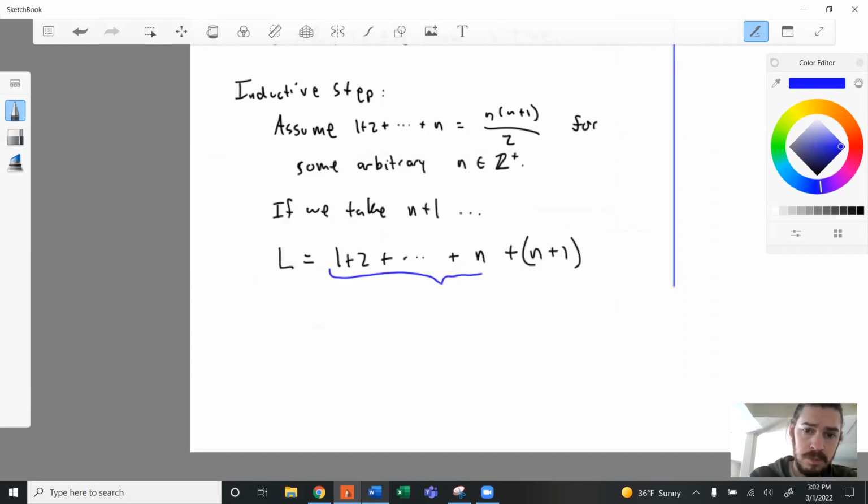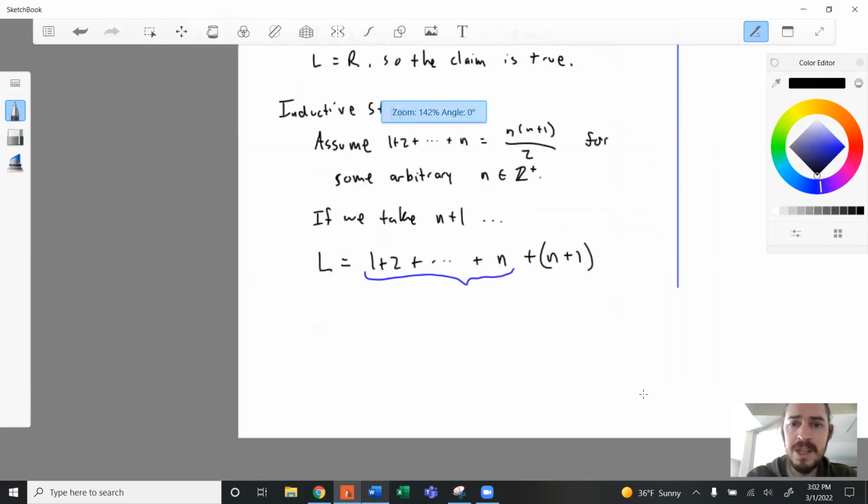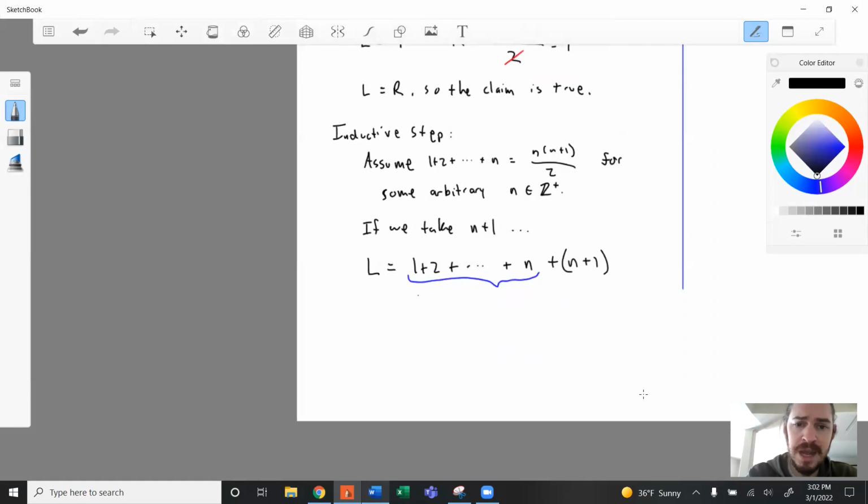Sorry, right there. So what I'm going to do is use my inductive assumption, and I'm going to replace that with the expression n times n plus 1 all over 2. Just like that. Here, let me write it over so you can see. n times n plus 1 all over 2, and then that is still plus n plus 1, like that, right? So that's that there, I can say by the assumption.